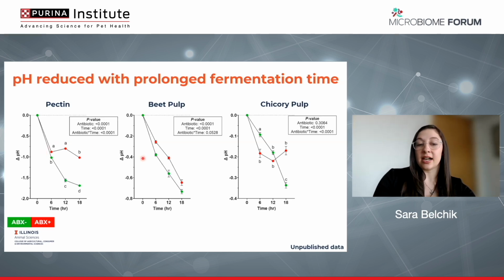With time, we did see, like I just mentioned, an overall decline in the fecal pH, or the inoculum pH, excuse me, with antibiotics really driving a lot of the differences here. Interestingly, it seems that chicory pulp and pectin had this stabilization in terms of the pH reduction. It wasn't quite as much in our chicory pulp compared to pectin, for example, but beet pulp appeared to have very similar patterns of pH reduction.